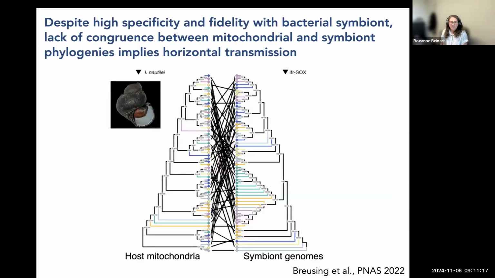However, we also know that despite this high specificity and fidelity, within these species, there is evidence for these being horizontally transmitted, as I was talking about earlier. And so this is, for example, a phylogenomic tree showing the symbiont genomes and the paired host mitochondrial genomes from the species Iphomeria nautili. And since mitochondria are vertically transmitted organelles, if the symbionts were vertically transmitted as well, we would think that those 2 phylogenies would match completely. They would show the same pattern, and they don't. And this indicates that there's a horizontal transmission mode at work in this species and all the others that I'm discussing today.